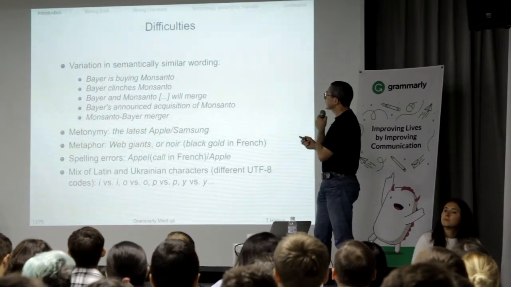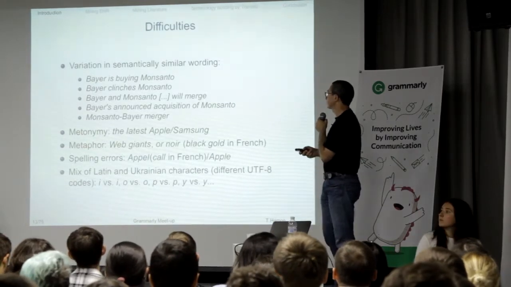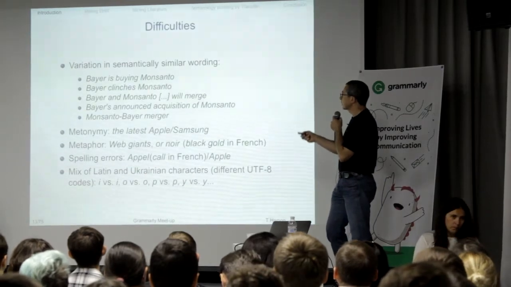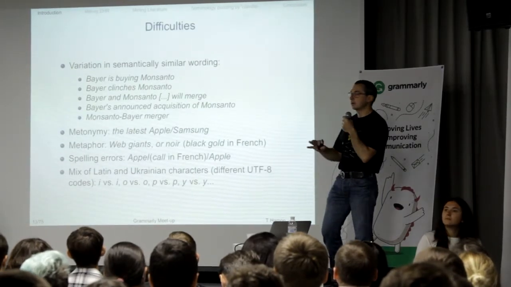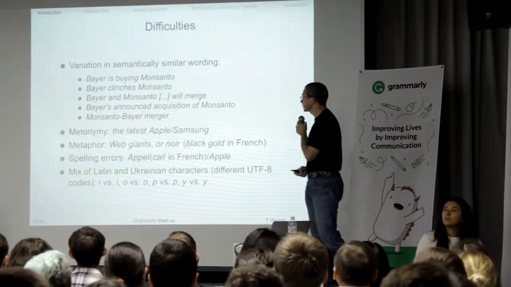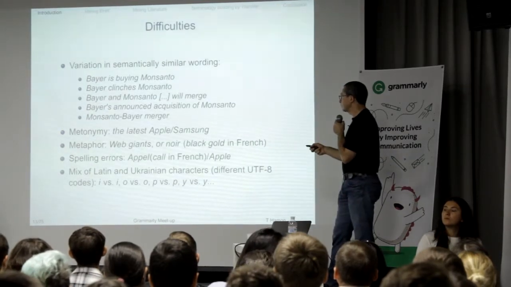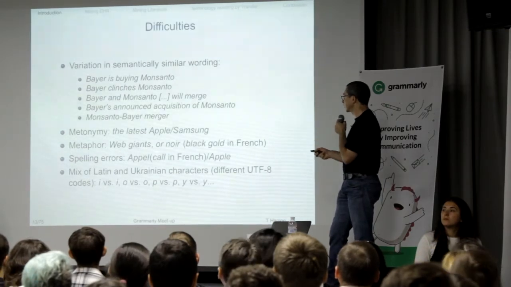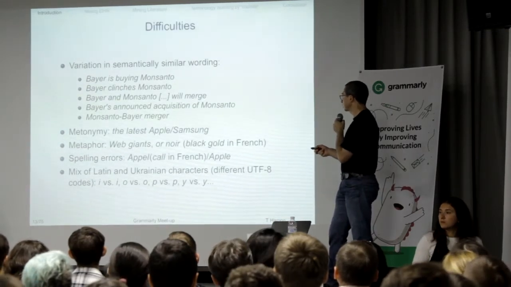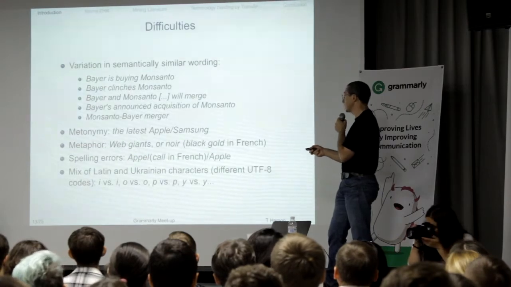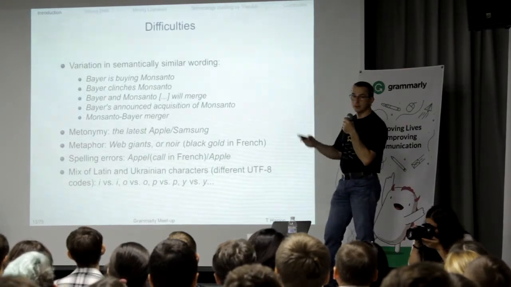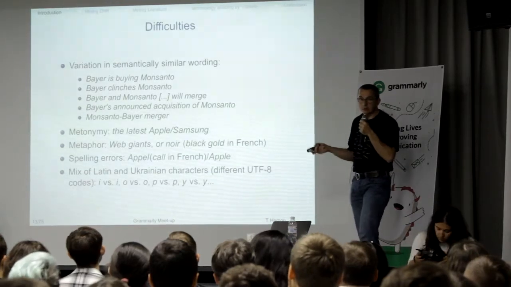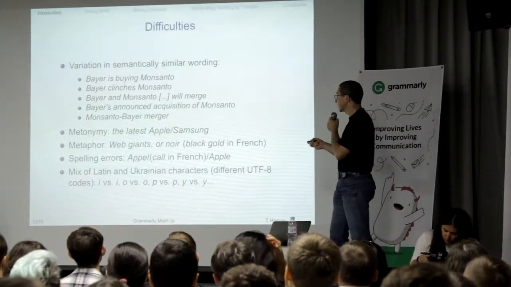There is also variation in the wording at the semantic level. So, for instance, here you have different sentences saying approximately the same thing. There is also metonymy, metaphor, spelling errors. For instance, in French, appel, it's called. It's a right word in French, but it can also be a spelling error.